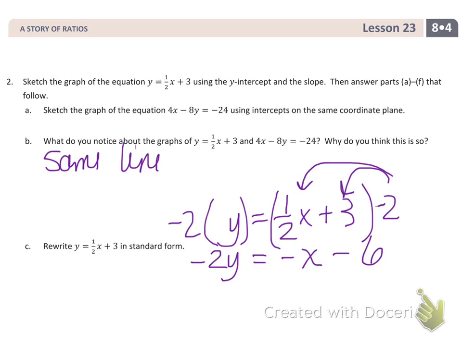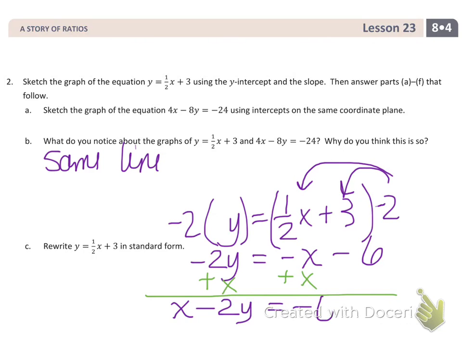Now I would like to add x to both sides of my equation. I will get a new equation, and I'm going to write it in standard form: x minus 2y is equal to, and then the negative x and positive x become 0 together. I'm left with negative 6 right here. So I've got x minus 2y equals negative 6.